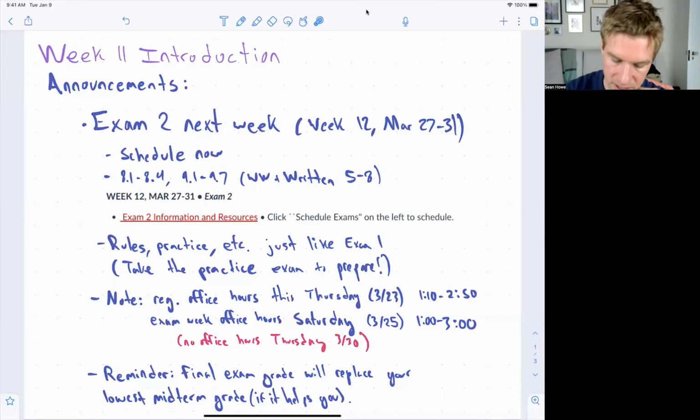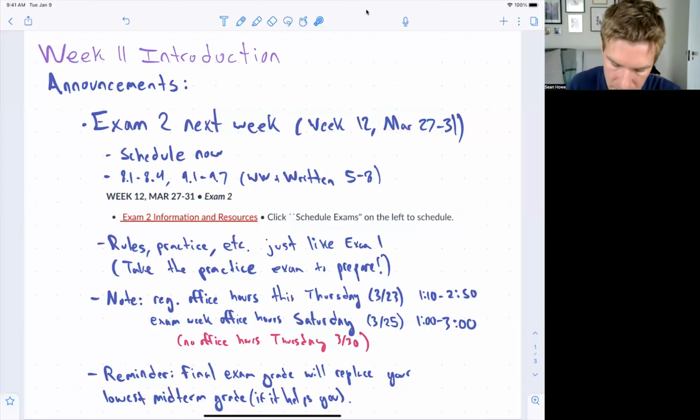The exam is on sections 8.1 to 8.4 and 9.1 to 9.7. This is all of the stuff we've been doing. That's web work and written assignments 5 through 8. This is all of the stuff we've been doing starting the week after exam 1 and going up through this week. So assignment 8 is this week. That's stuff like L'Hopital's rule, improper integrals, sequences and series. And then this week, we're doing sections 9.6 and 9.7, which are on power series. I'll say a little bit more about that in a moment.